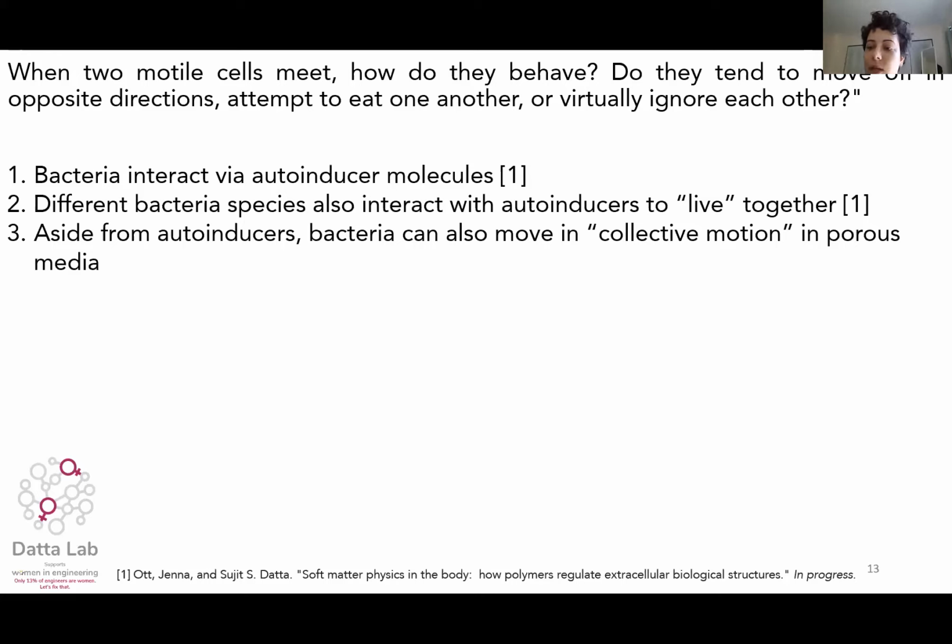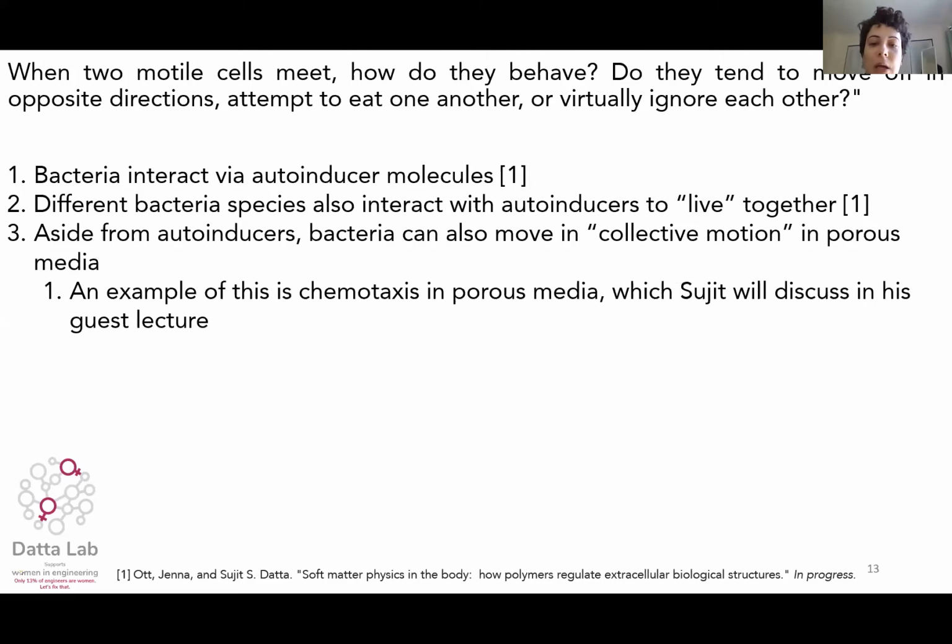And aside from autoinducers, bacteria can also move in collective motion in porous media. So this is something that Sujit is going to talk about a little bit in his talk. So that could be the case where they are moving kind of in the same direction, such as through chemotaxis, or something like this, so they can have similar behaviors.